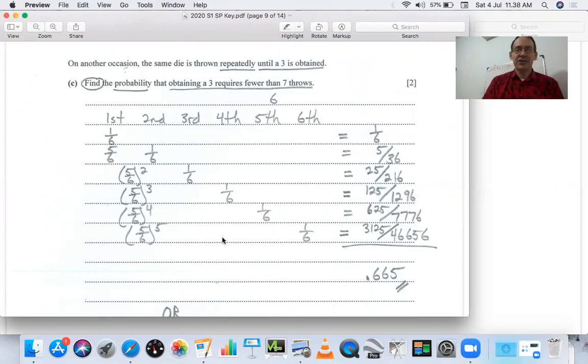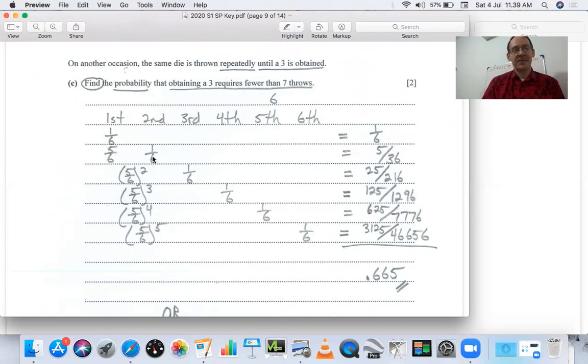There's different ways you can do it. This is the long way. Actually, if you use the geometric method, it's going to be the long way. There is a shorter way, which I'll show you in a minute. So here you have 6 throws, and this is if you get the 3 on the first throw, which would be less than 7 throws. So that means 1 success, no failures, obviously 1/6.